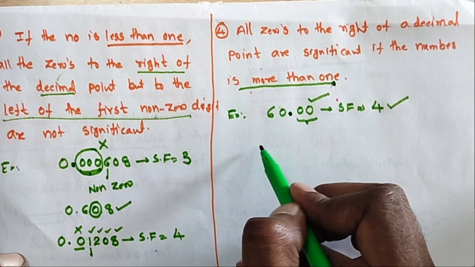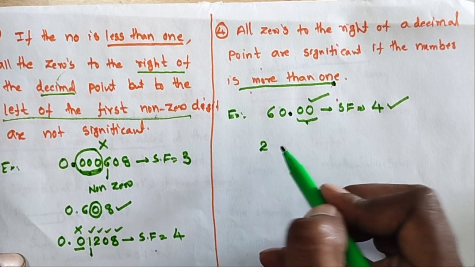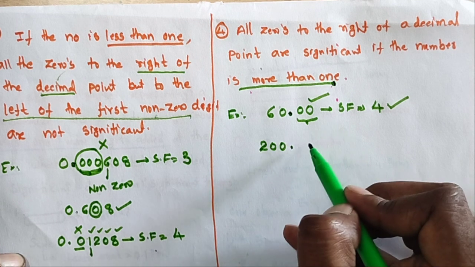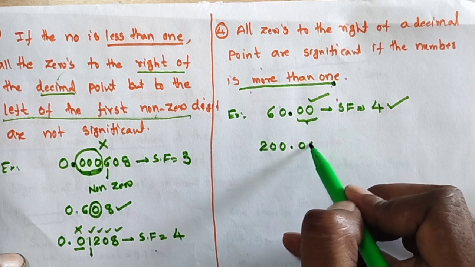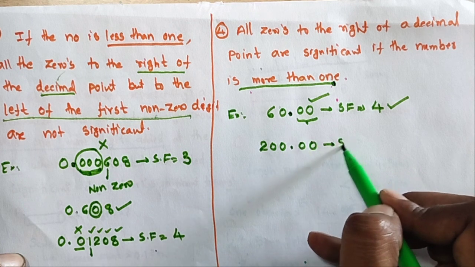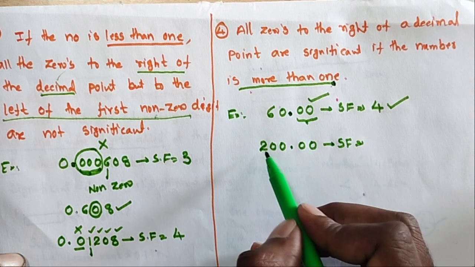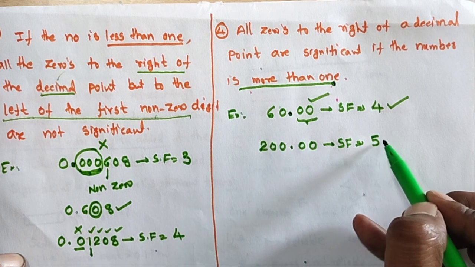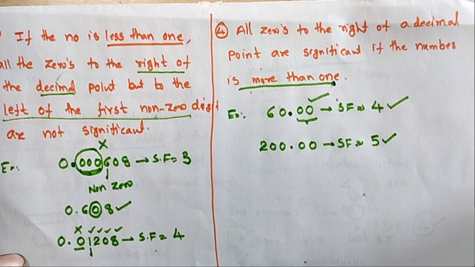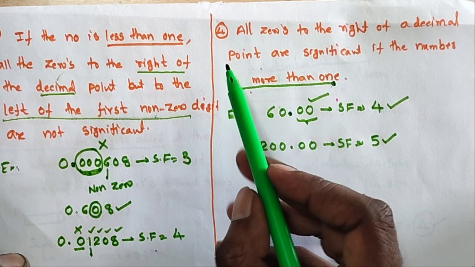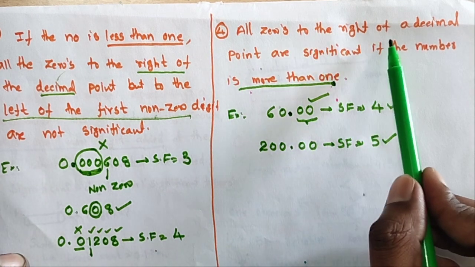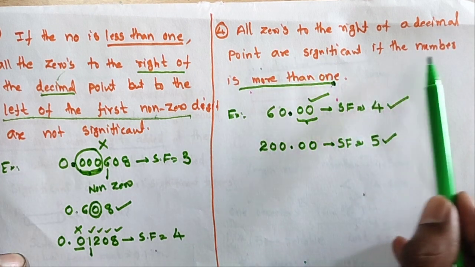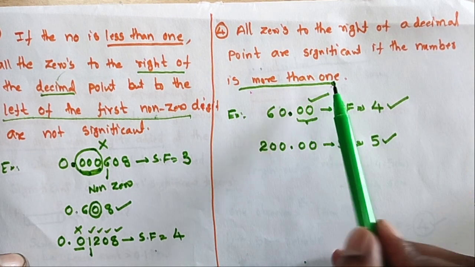For example, here 200.00. What is the significant figure? Okay, so 1, 2, 3, 4, 5. The significant figure is equal to 5. So this is the fourth rule. All zeros to the right of a decimal point are significant if the number is more than 1.